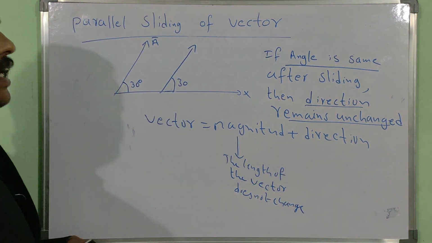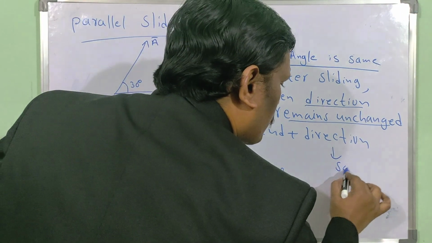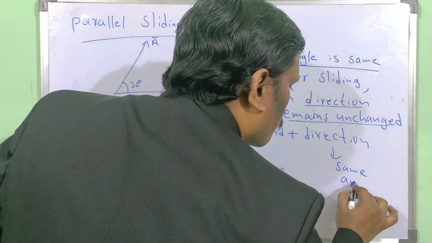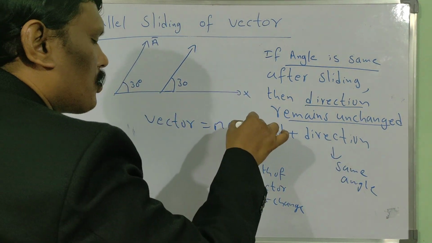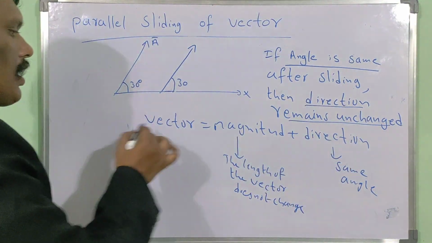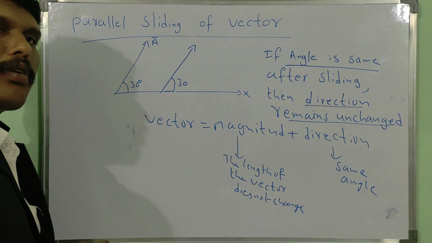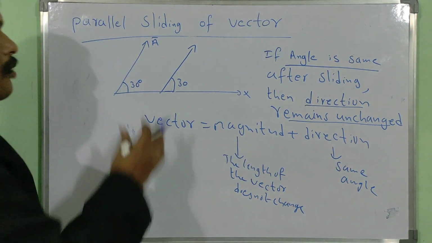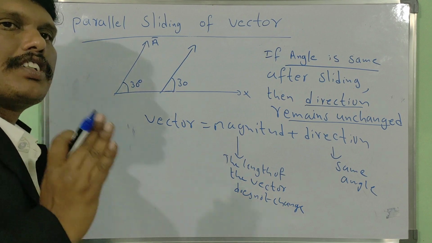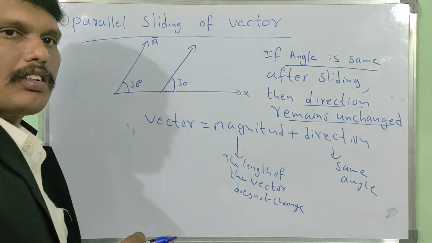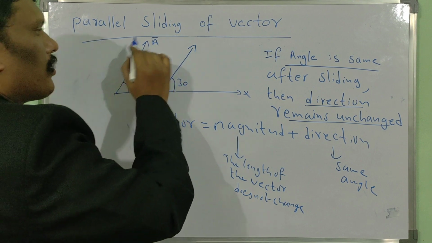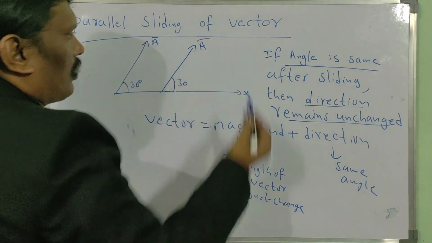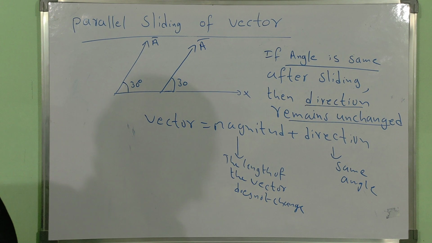Why? Because I said same angle. Parallel sliding means same angle. Direction also does not change. That means magnitude does not change, direction does not change, so the vector value is also not possible to change. That means parallel sliding does not change the value of the vector. Parallel sliding will again give the same vector only, a bar only.